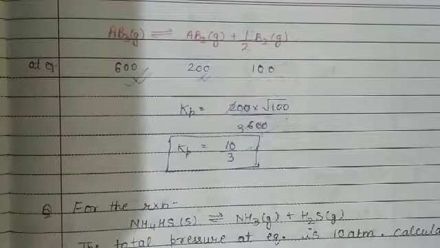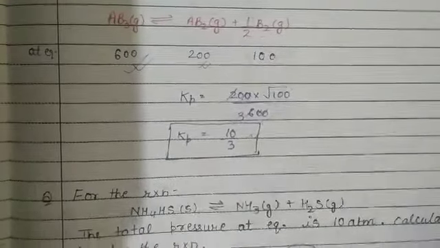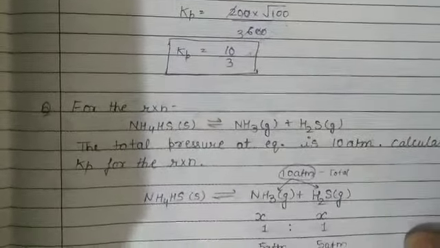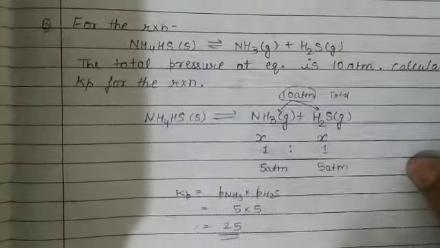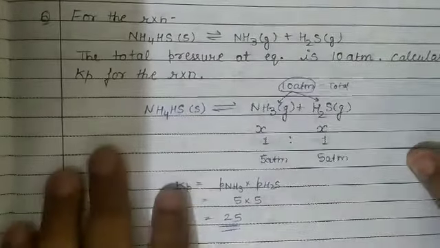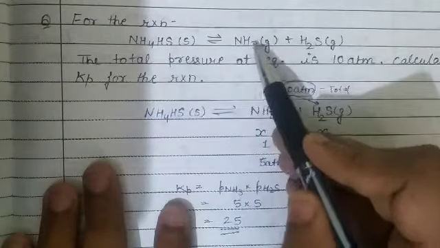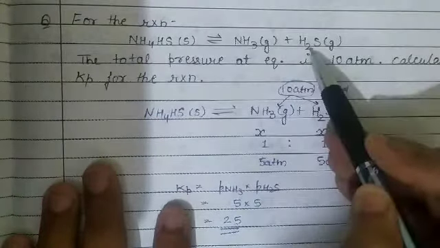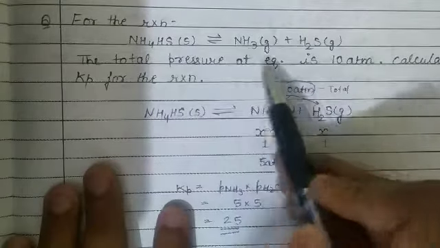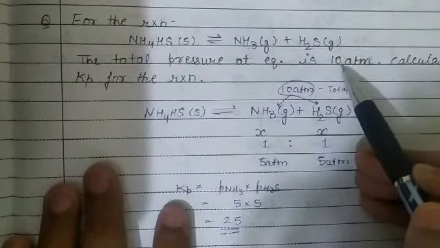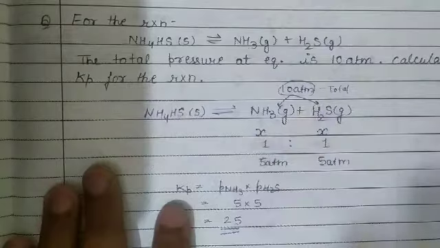See the next question. The next question is, for the reaction given, NH4HS solid changes into NH3 gas plus H2S gas. The total pressure at equilibrium is 10 atm. Calculate the Kp for this reaction.